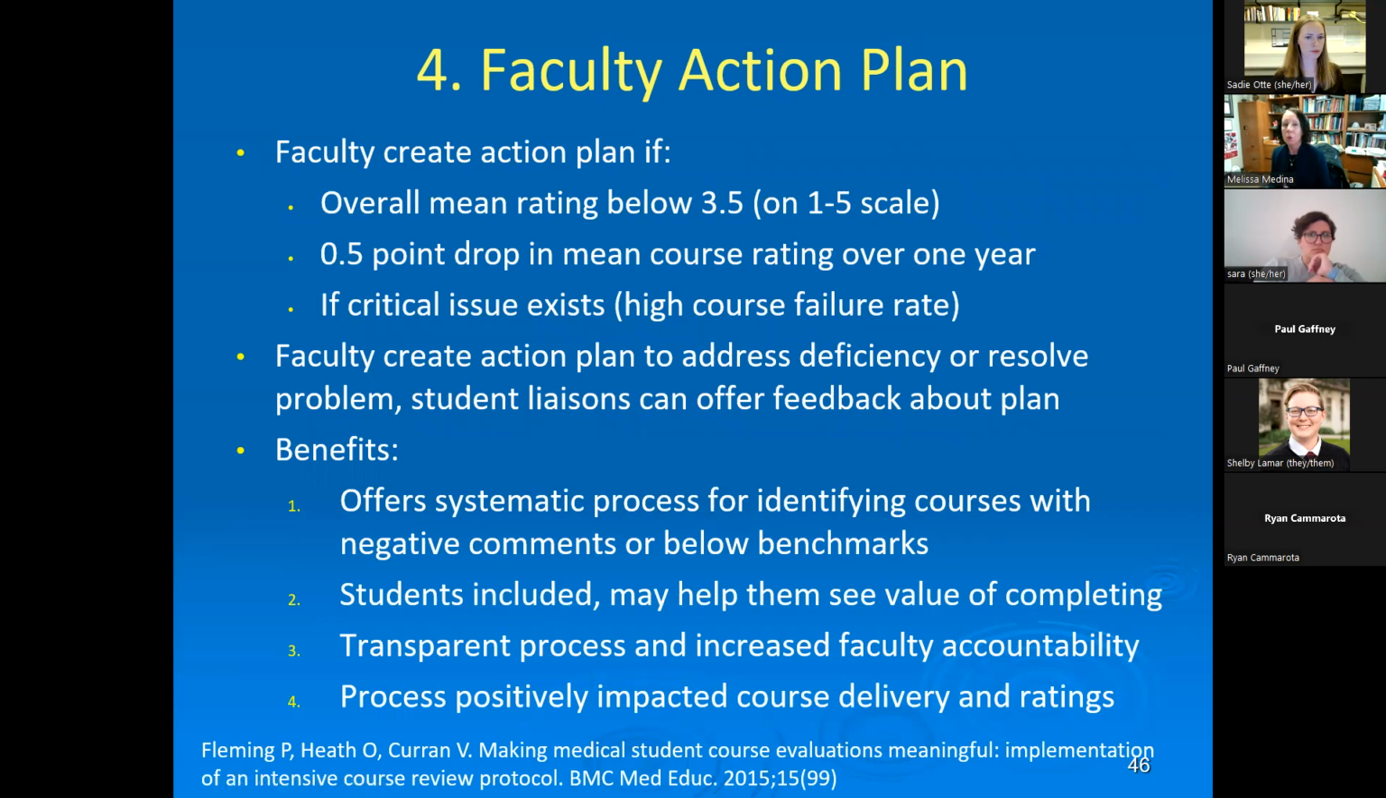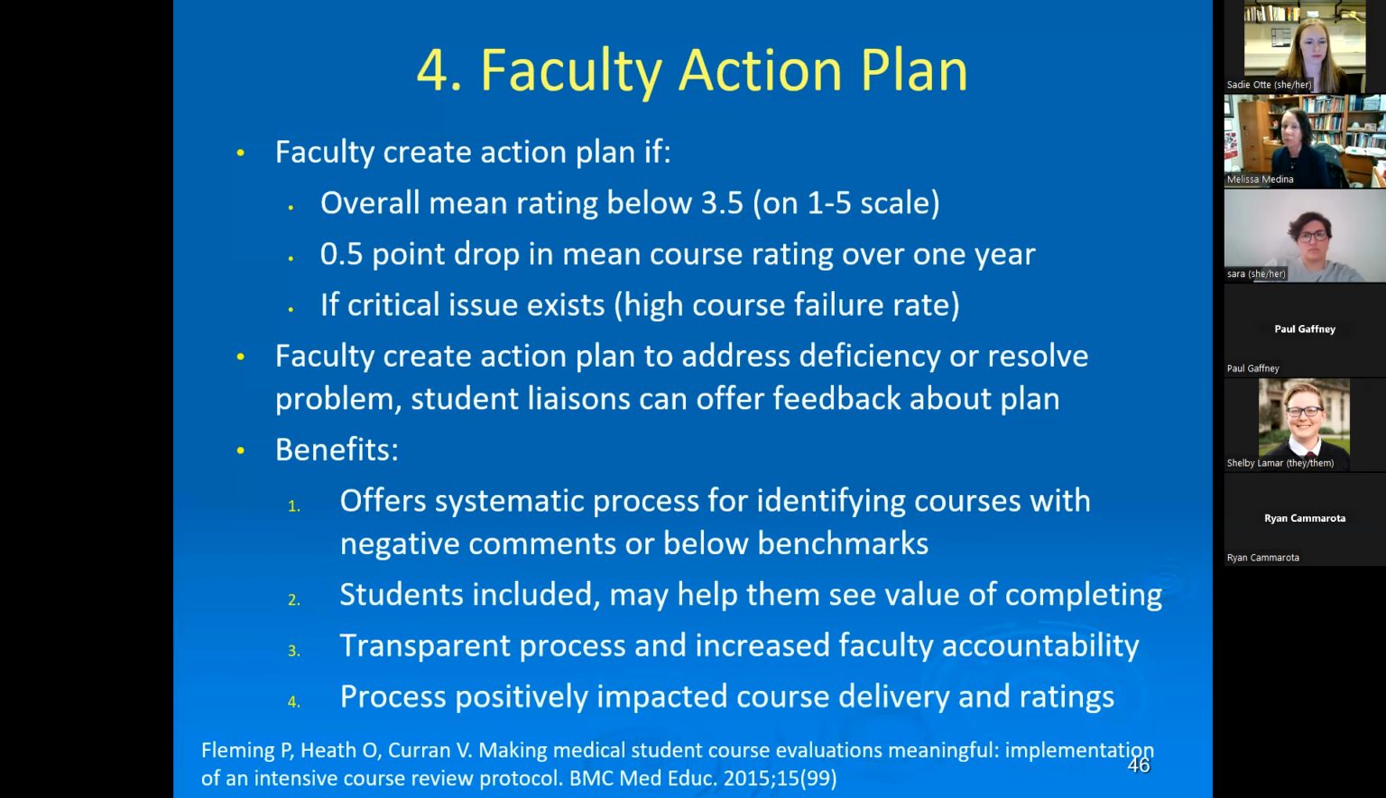So you would identify certain courses to create an action plan if their overall course evaluation score was less than 3.5 on a 1 through 5 scale, or if they had a 0.5 drop in their mean course rating over 1 year. So from last year to this year, they've gone from a 3.0 to a 2.5, or if there's some critical issue that exists, like a high course failure rate that hasn't been seen before. So faculty can create this action plan about how they're going to address the deficiency or resolve the problem.